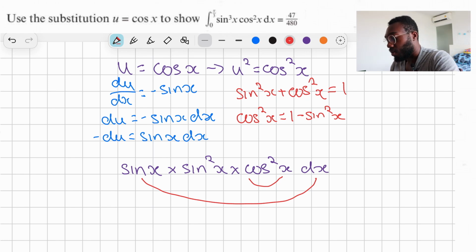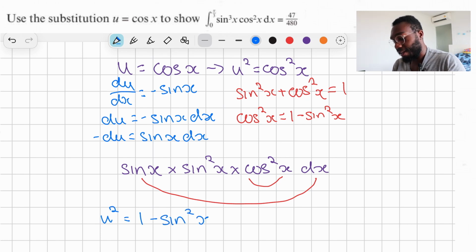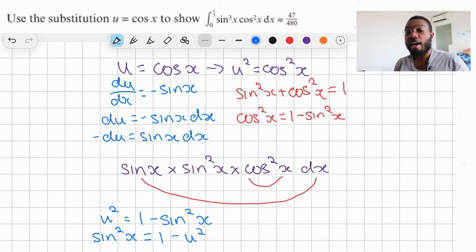So if we do that, we get u squared is equal to 1 minus sine squared x. And then if we rearrange this, we get sine squared x equal to 1 minus u squared. So now we've got everything. We've got an expression for sine x dx in terms of u. We've got an expression for our sine squared x in terms of u. And we've got an expression for our cosine squared x in terms of u. So now let's put this all over the integral formula.